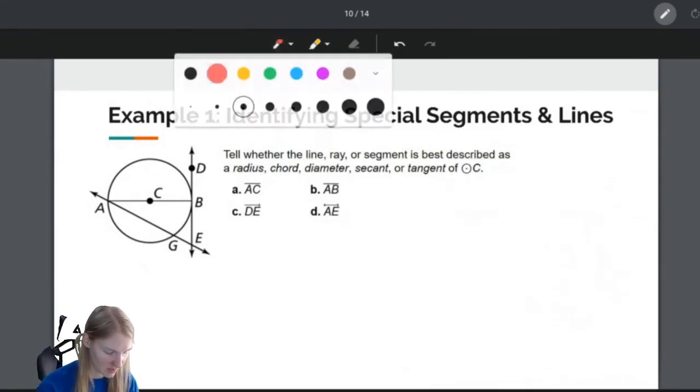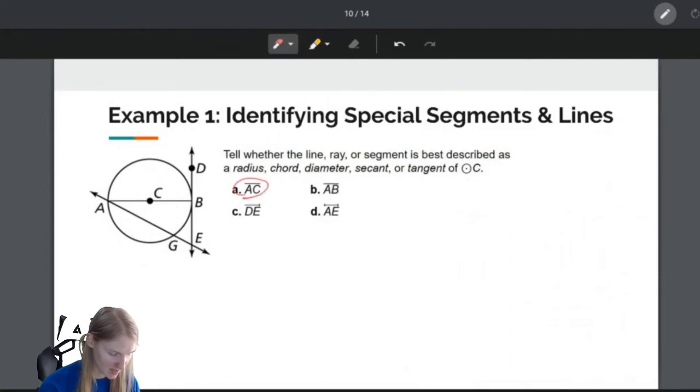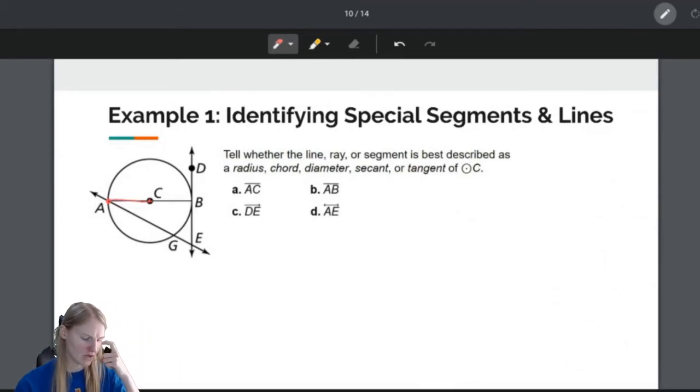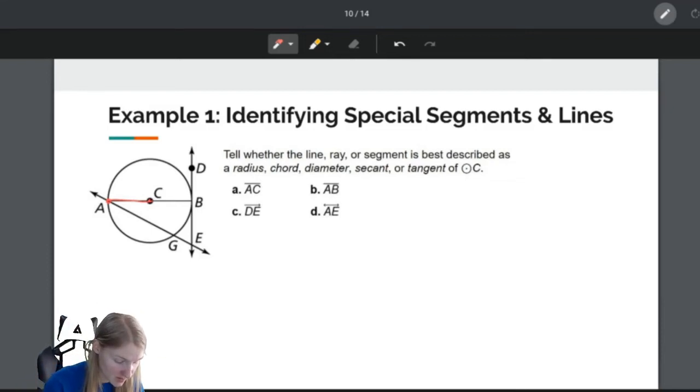So, let's start by looking at AC. Here is A and here is C, so we're looking at this right here. Radius, chord, diameter, secant, or tangent. Well, this is from the center of the circle to the outside of the circle. So that is what we called a radius. A radius was a segment from the inside of the circle to a point on the outside of the circle. So, I am confident that AC is a radius.